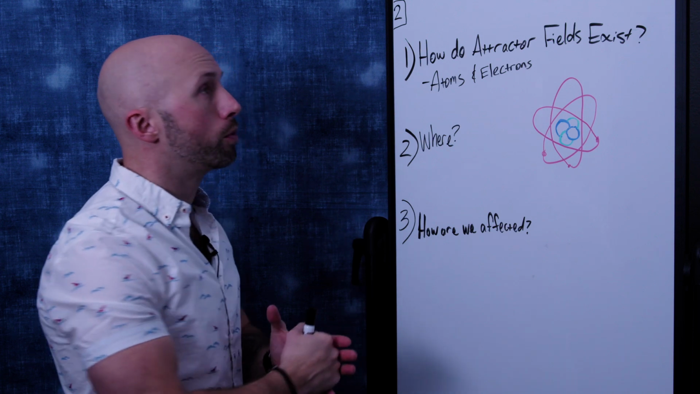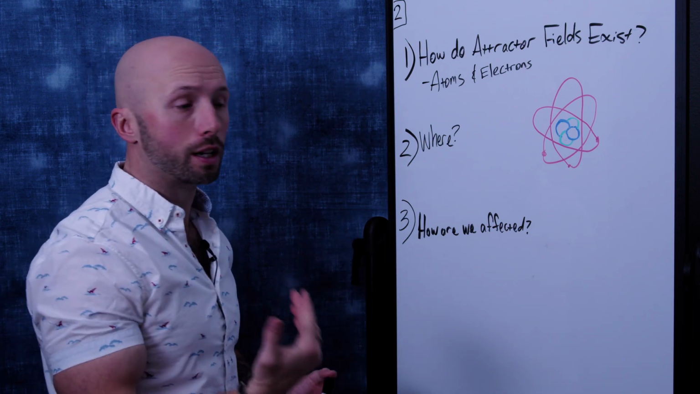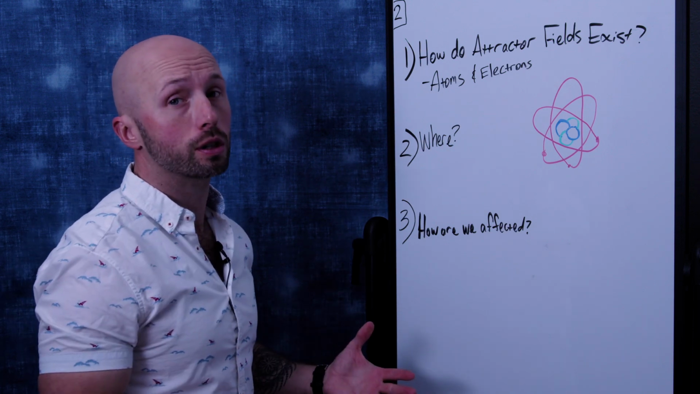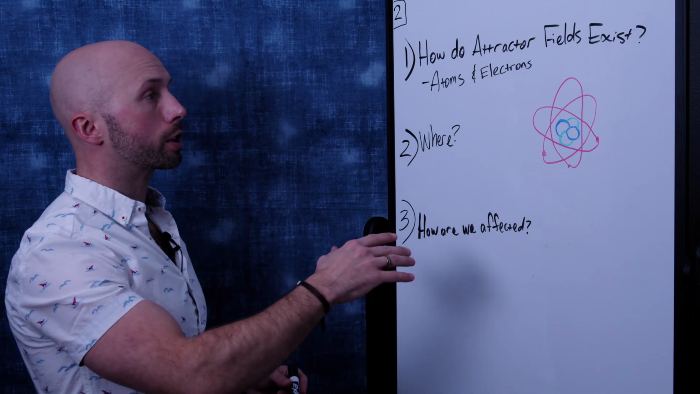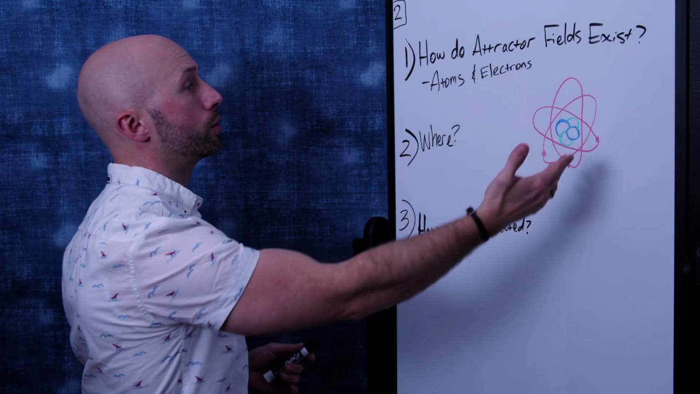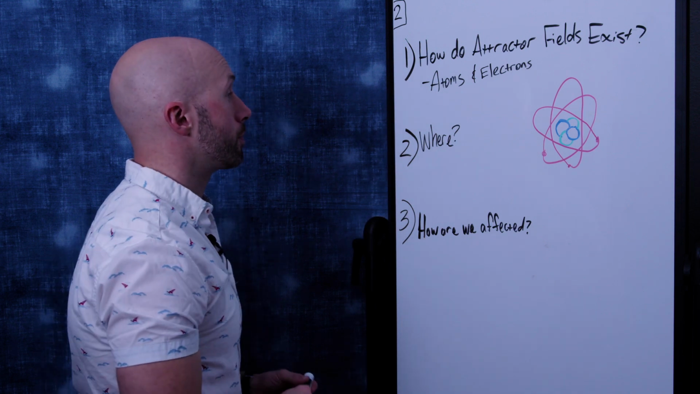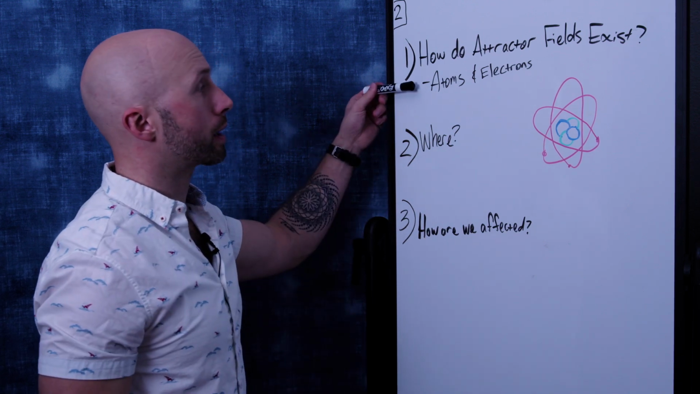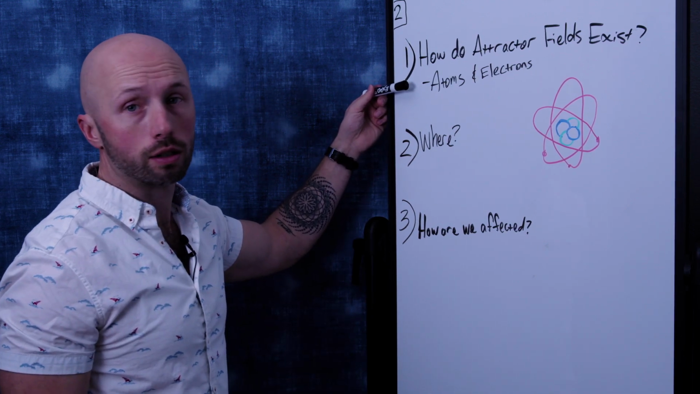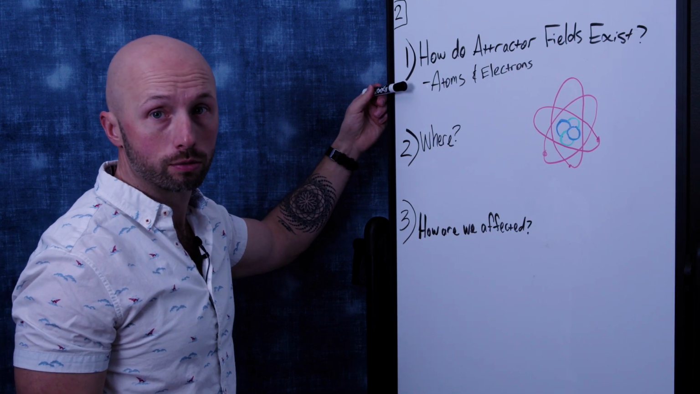All right, so moving on from where we picked up last time, we were talking about attractor fields. And in this video, I want to talk a bit more about how attractor fields exist. How do they even exist? It really comes down to the basics of atoms and electrons, right?